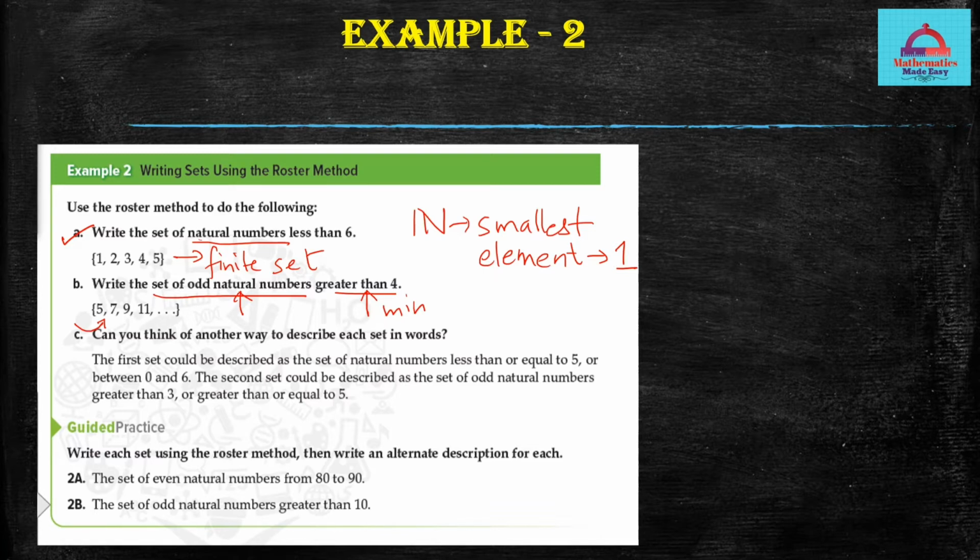Similarly, if you continue the pattern, it will be 13, 15, and so on, but you can't predict a maximum. So this is going to be an infinite set. Let's look at the third part here. Can you think of another way to describe each set in words?